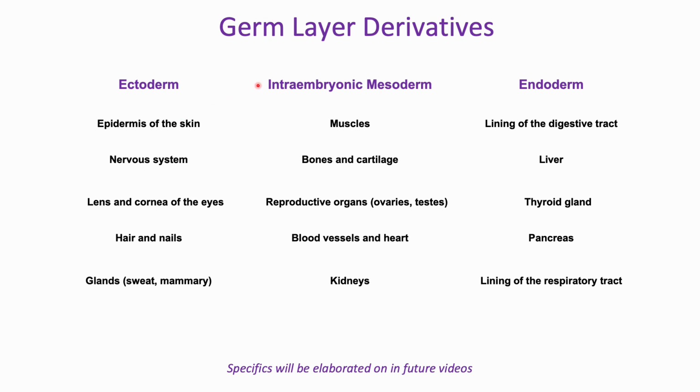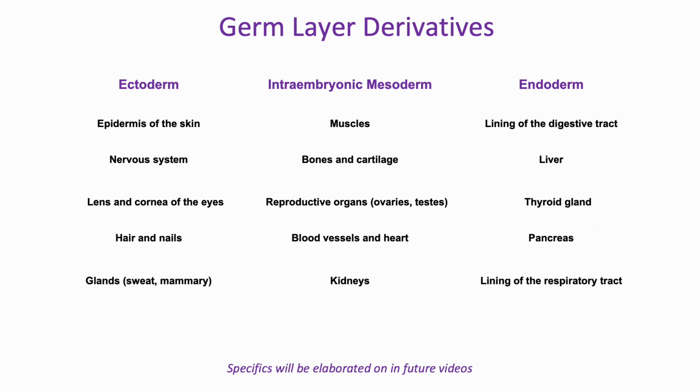The intraembryonic mesoderm will eventually differentiate into different components, which you'll learn later in the course, but think about the mesoderm as giving rise to all the things that help you to move. So you have your muscles, you have your bones and cartilage, you have your reproductive organs, your blood vessels, heart, and your kidneys. There's also going to be some additional structures, but we'll talk about those a little bit later. The endoderm, think about this as the lining of your GI system and the lining of all your glands. So you have the lining of the digestive system, you have your liver, your thyroid gland, your pancreas, and the lining of the respiratory tract.